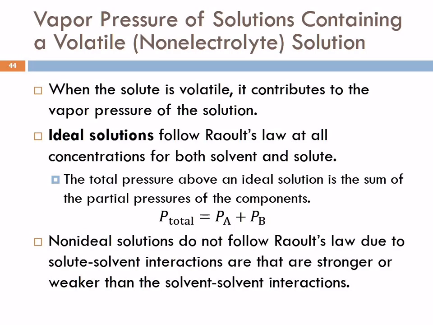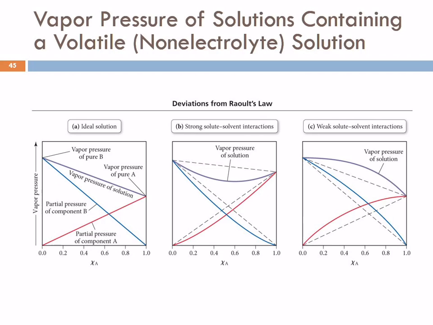Of course, you think ideal solutions are normal? No, probably not. Nothing's ever ideal, is it? We encounter non-ideal solutions quite frequently. Non-ideal solutions don't follow Raoult's law because of interactions between the solute and the solvent molecules. If those interactions are extra, particularly strong or particularly weak, then things become a little different. So let's look at this.